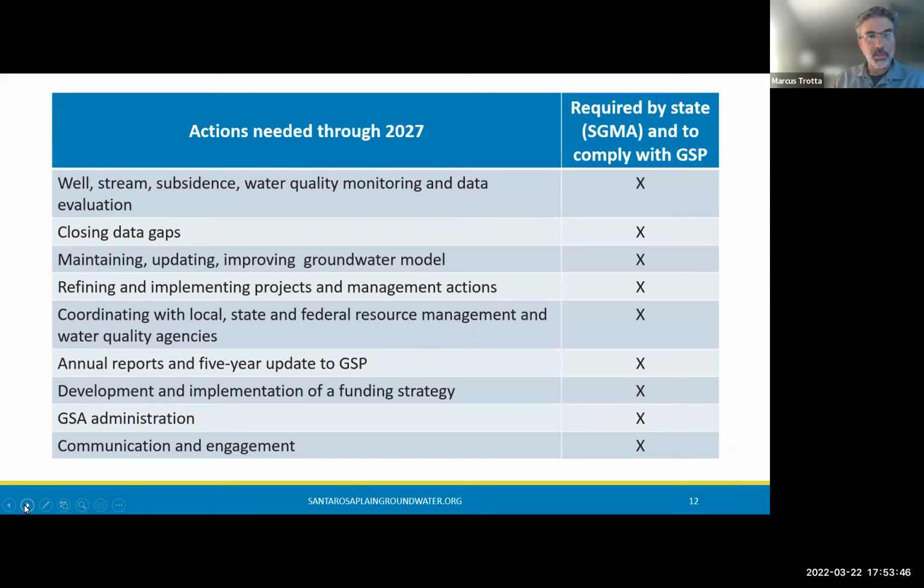And then there's also annual reporting that's required by this law, and a 5-year GSP update, which really gives you an opportunity to make any modifications based on new information that's collected as you go about your monitoring and information gathering. And then community engagement and outreach is also an important, critical component of the GSA's work going forward. Next slide, please.